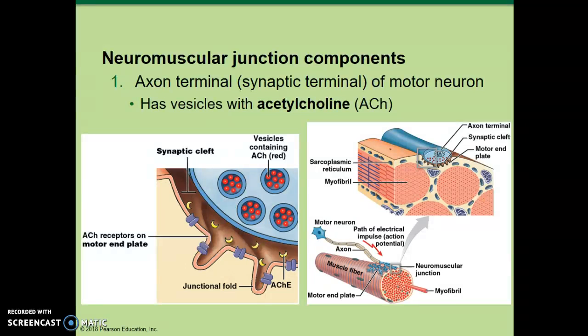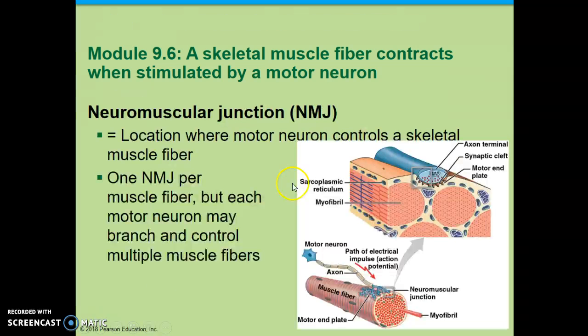So the neuromuscular junction is where the motor neuron comes down to the muscle cell or fiber. Here's our motor neuron coming down to the muscle fiber, and the end of the neuron has what's called an axon terminal. Inside the axon terminal will be vesicles containing neurotransmitters.